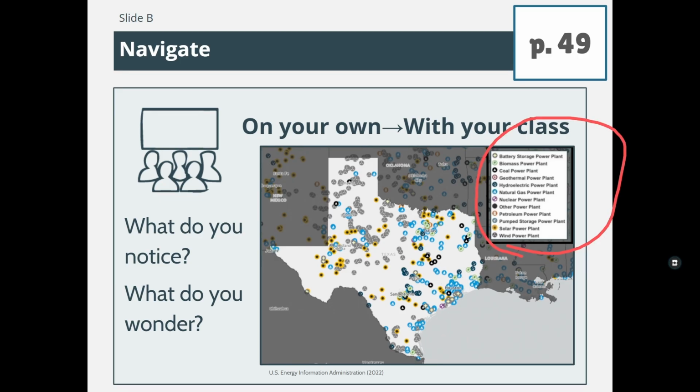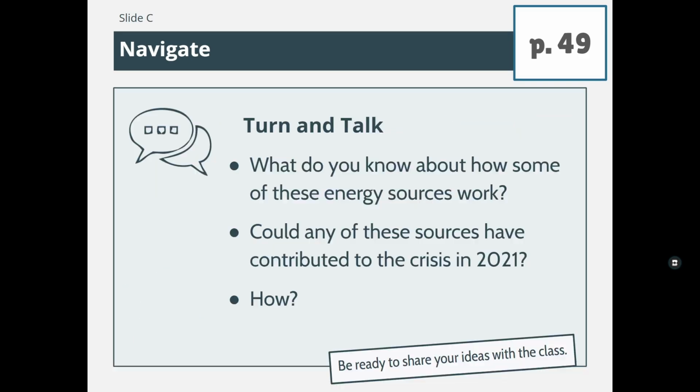Alright, so on page 49, what I'm going to ask you to do is the following. So please notice and wonder what you see on this map of Texas. This map of Texas specifically shows all the different types of energy sources that are used in Texas. And what we want you to do is look at this carefully, see what kind of energy sources there are. Is there anything that sticks out to you? Go spend some time on your own, and then we'll share some ideas as a class.